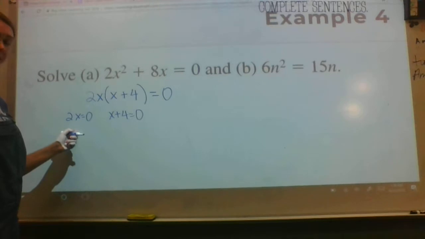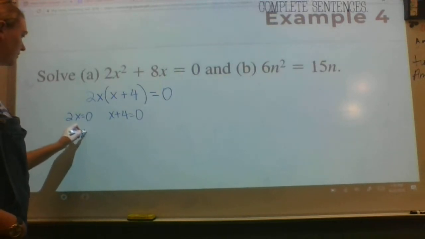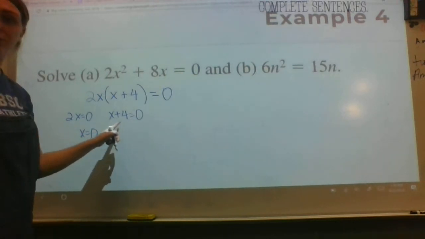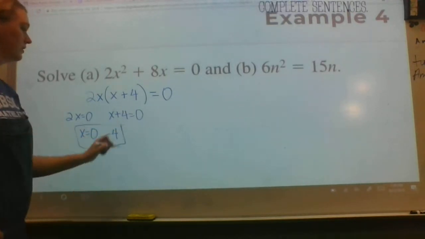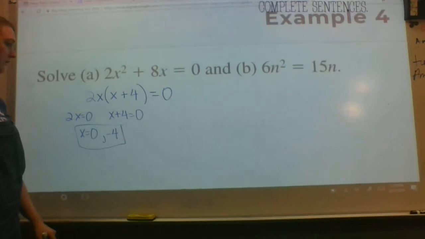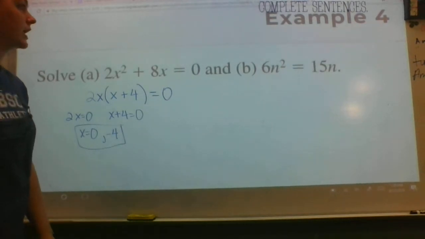The first one, when I divide both sides by 2, I get 0. The second one, when I subtract 4 from each side, I get negative 4. X equals 0 or negative 4. Okay, B.